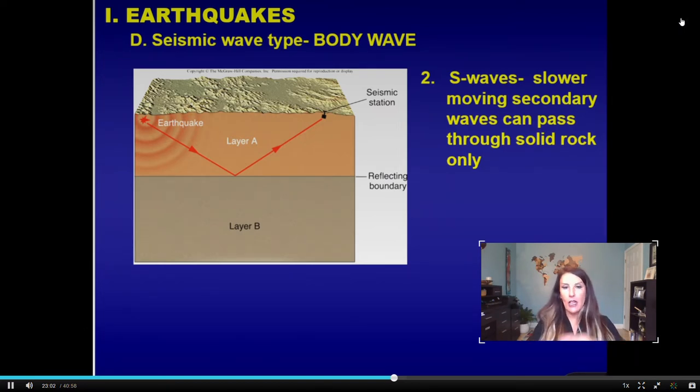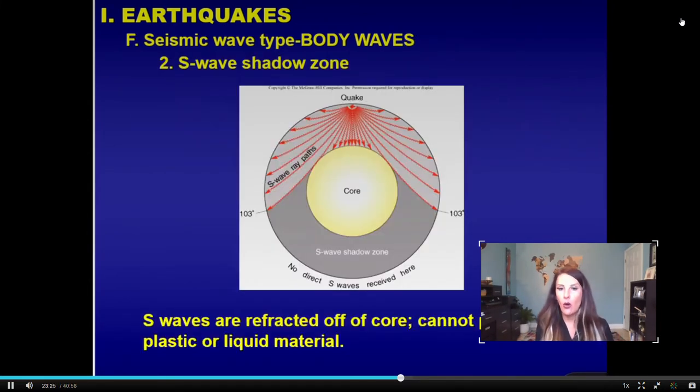So again, considering the components of our Earth, it is differentiated into parts. You have the inner core that's solid, the outer core, the mantle, and then the crust. When we talk about S waves, these are only going to pass through the crust because they're not going to be able to pass through the plastic mantle. And so now you end up with a much greater S wave shadow zone.